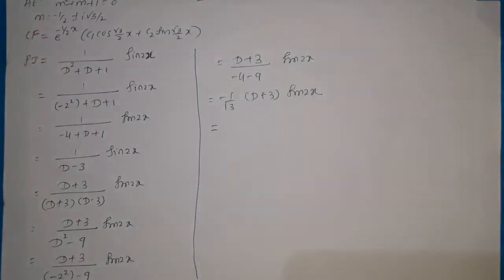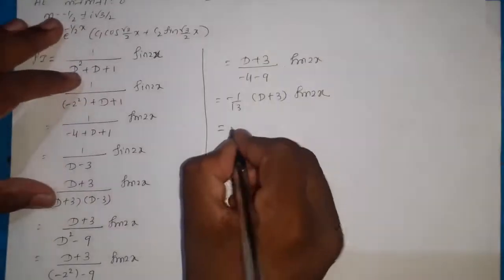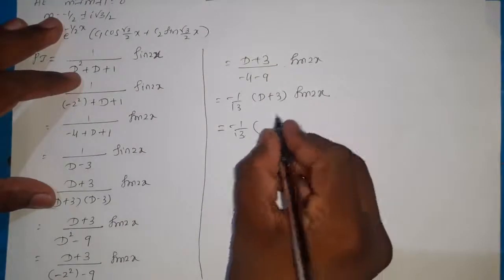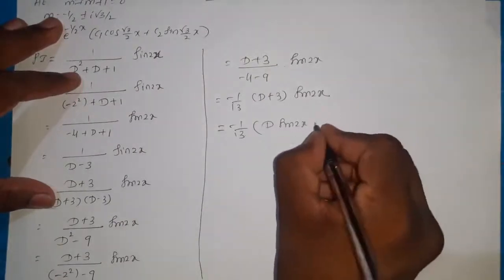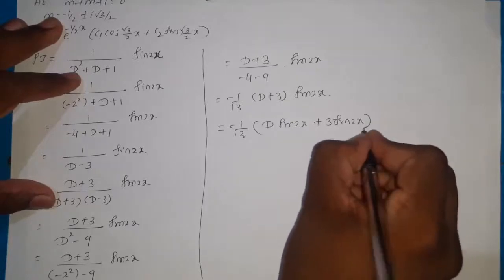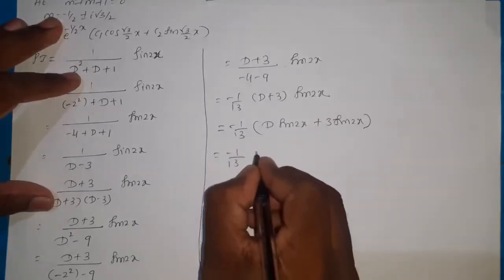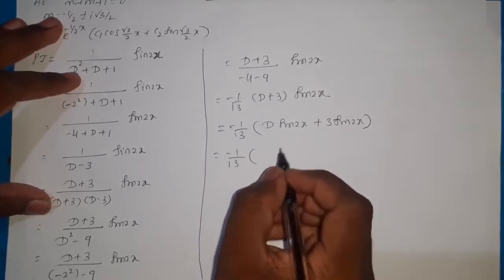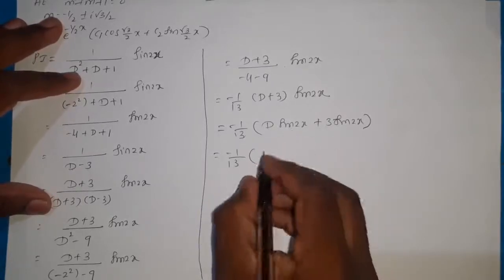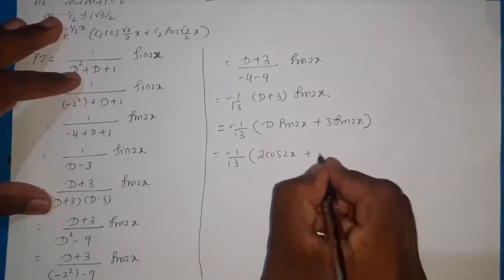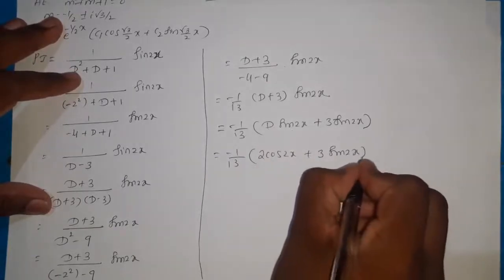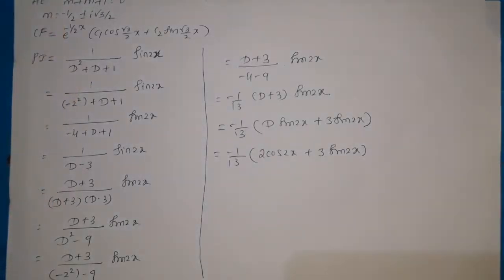So in our solution that d should not remain, because we are solving that equation, which means that variable should not exist in our solution. Therefore it is minus 1 by 13. Now multiplying this, d into sin 2x plus 3 into sin 2x. What is d? That capital D is d by dx, right? So now d by dx of sin 2x equals what? 2 cos 2x plus 3 sin 2x, which is the particular integral of the given equation.